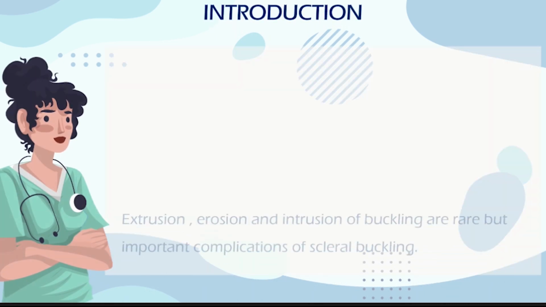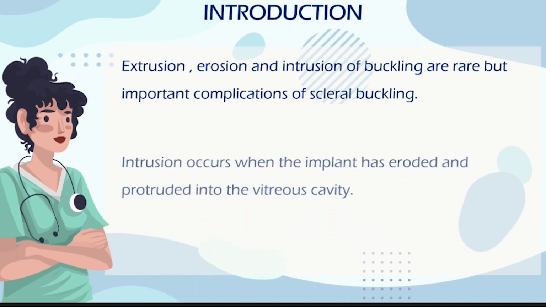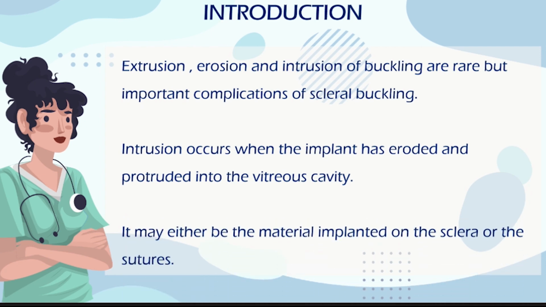Extrusion, erosion and intrusion of buckling are rare but important complications of scleral buckling. Intrusion occurs when the implant has eroded and protruded into the vitreous cavity. It may be either the material implanted on the sclera or the suture materials.